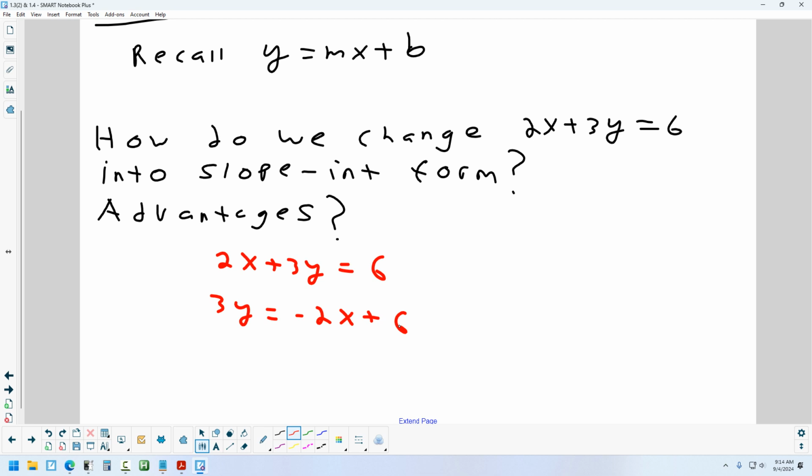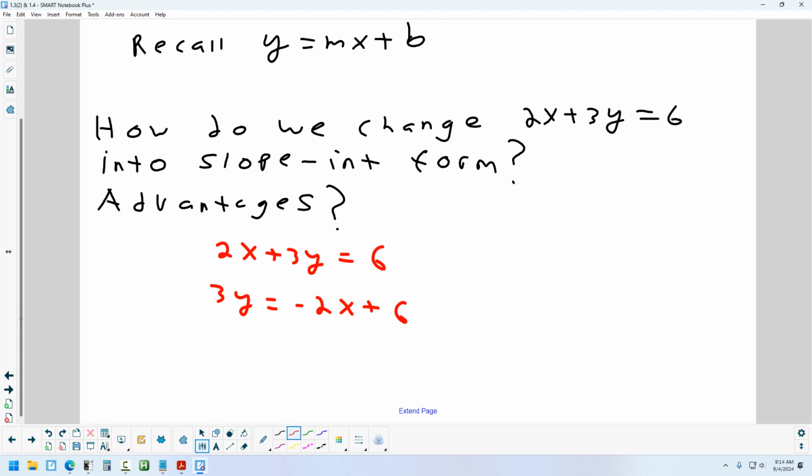And Holly, what would be my last step to get y by itself? Divide both sides by 3. Right. And when you divide an equation, you have to divide every term.